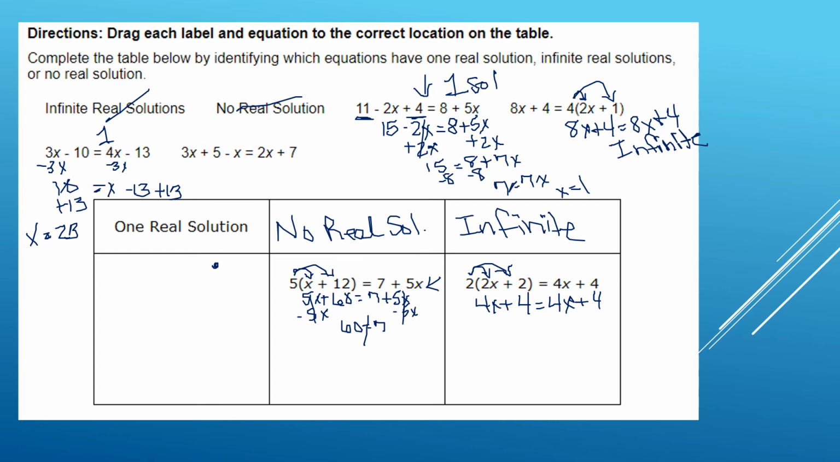And then the last one, I've got 3x minus x. That gives us 2x. I've got 2x on both sides, so I'm going to subtract it. That goes away, and I'm left with 5 equals 7, which cannot happen. So this one does go to no real solutions.